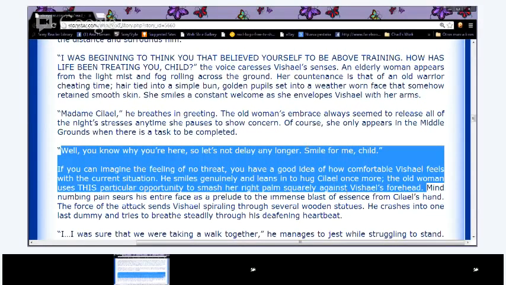Well, you know why you're here, so let's not delay any longer. Smile for me, child. If you can imagine the feeling of no fear, you'll have a good idea of how comfortable Vishal feels with the current situation. He smiles genuinely and leans in to hug Silael once more. The old woman uses this particular opportunity to smash her right palm squarely against Vishal's forehead.